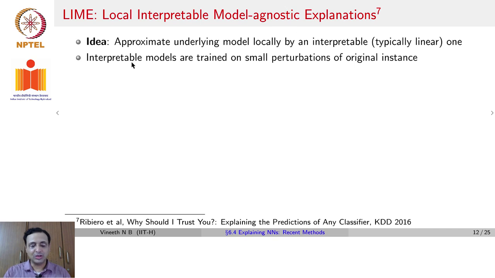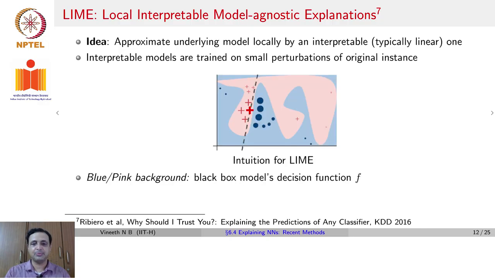So you first have a trained model, and now you're going to train an interpretable model on top of some small perturbations of a given instance. So here is an intuitive visualization of the LIME approach. The blue and pink background here give the black box model's decision function f. So that's the classification boundary that you have between two classes. Let's assume it's a binary classification problem, and all of these pink regions correspond to one class, all of these blue regions correspond to the other class.